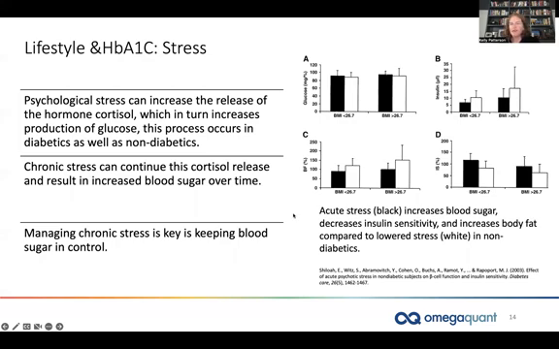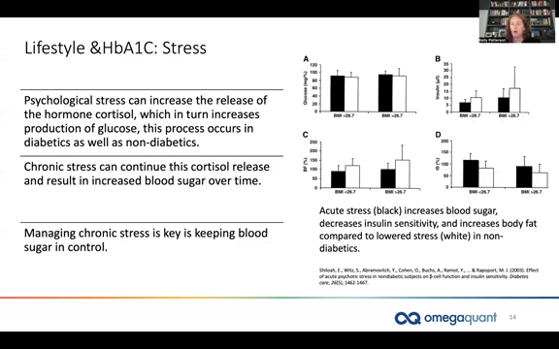Stress is our last lifestyle factor we're going to talk about. Psychological stress can really increase the release of the hormone cortisol, which in turn increases the production of glucose. This process occurs in diabetics and non-diabetics. So when we are stressed, our body pumps out a little extra cortisol, whose main function is to increase our glucose production. That's all it does.